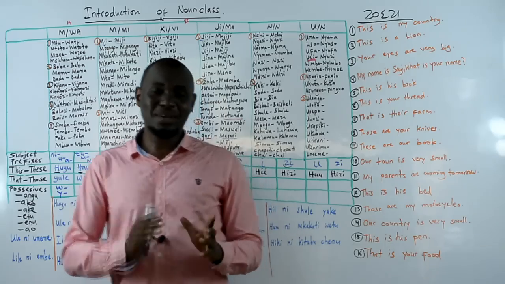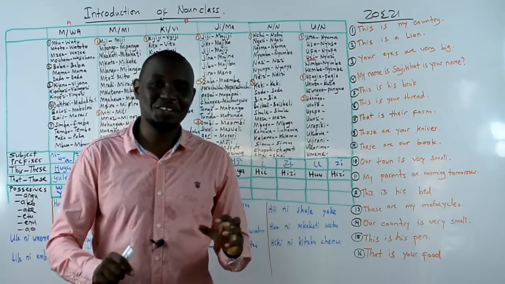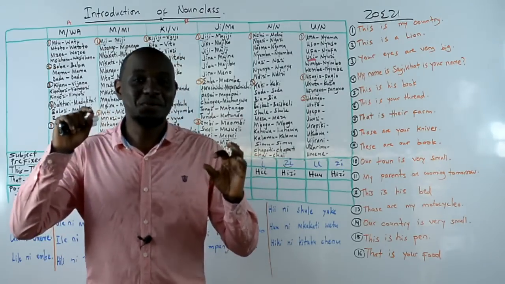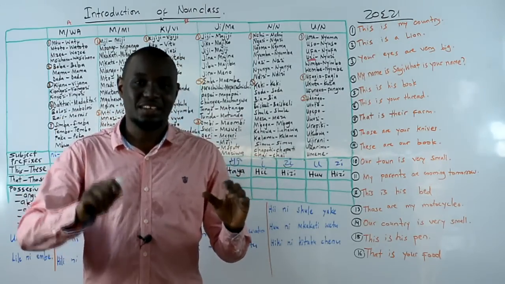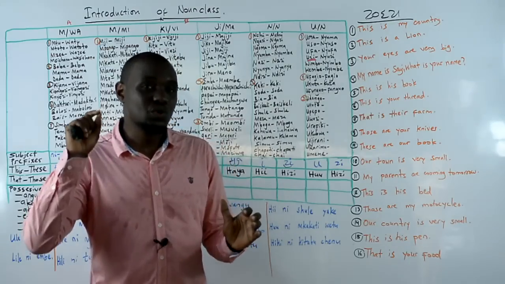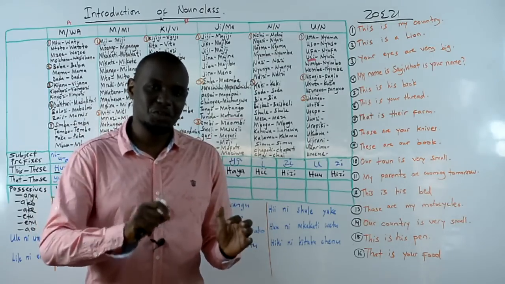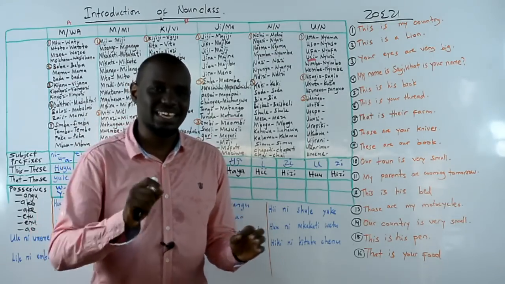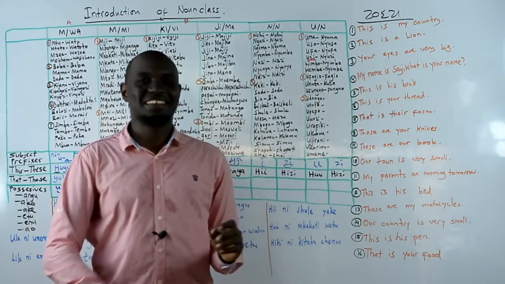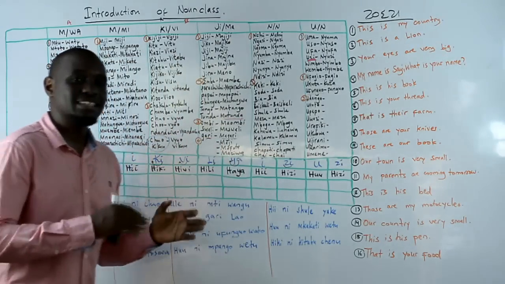Pause the video. Every time I say this is something, you pause the video, you say it first, and then you play it. Or you pause the video, you write it down, and then you say it, and then you play it. You see it? Okay, now, how do you say this is a thread?